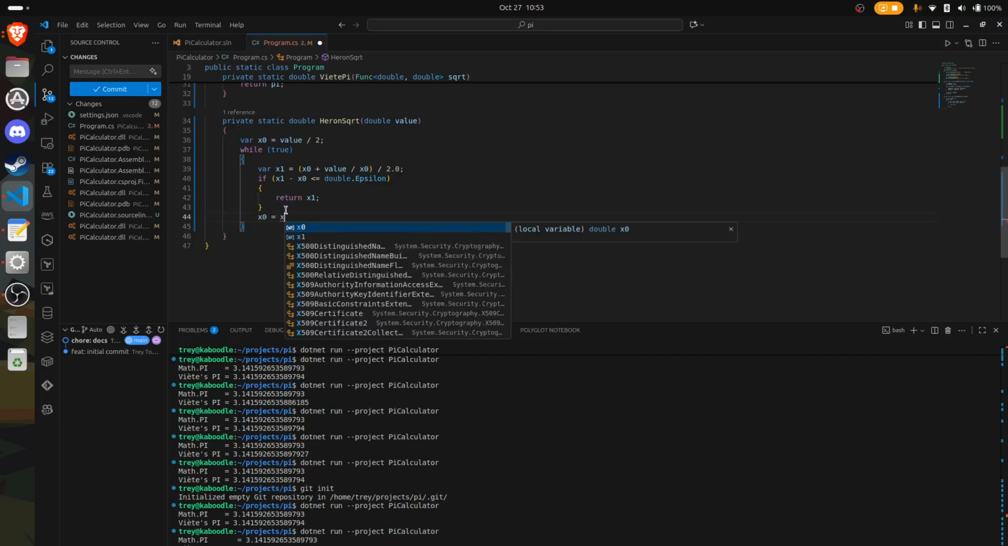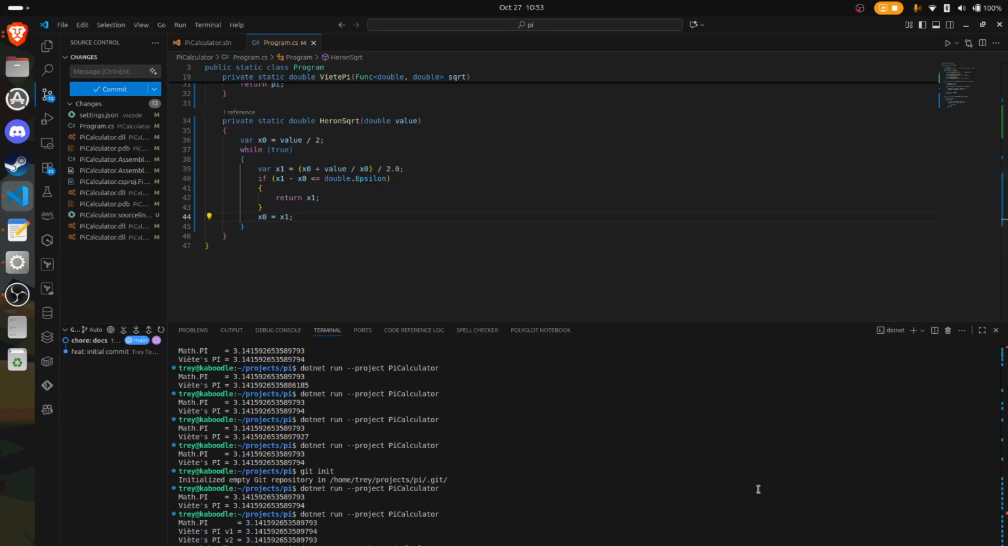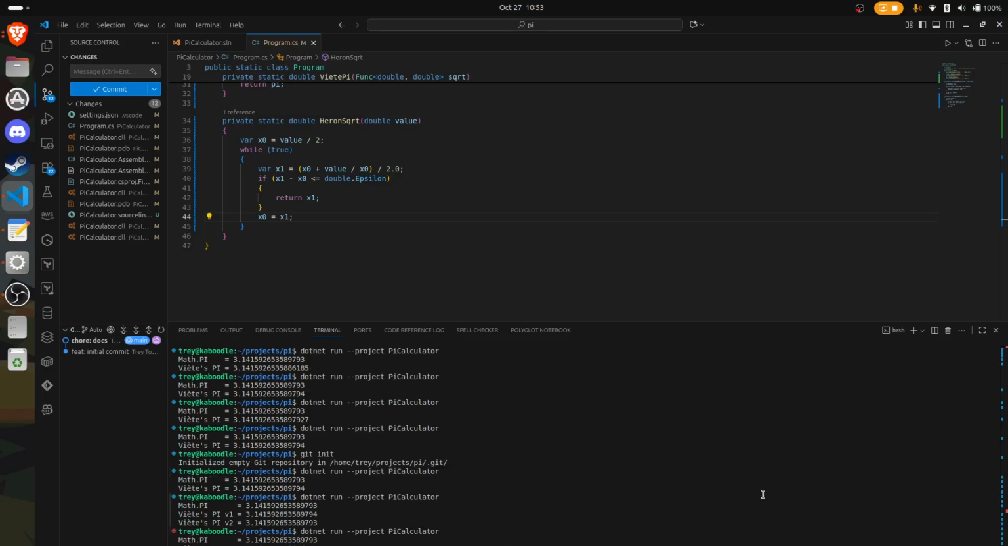I'm never reassigning x0 to x1 right there. Let's see if that fixes it. I'd like that to work. And it does work! And now the value for pi is wrong. Pi is definitely not 3.134. That's a little disappointing.